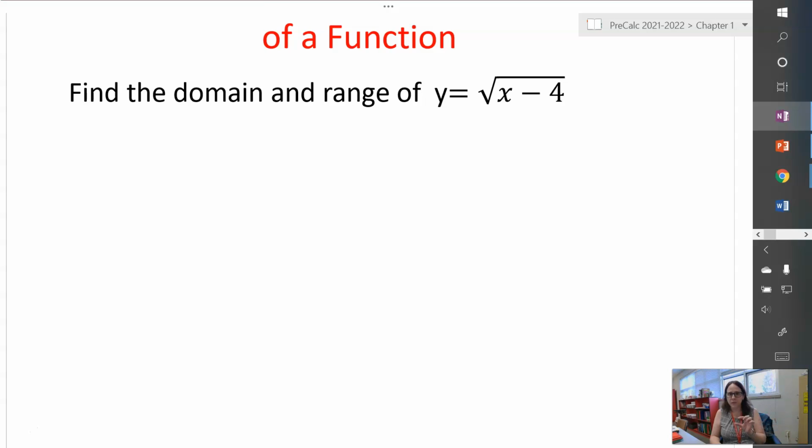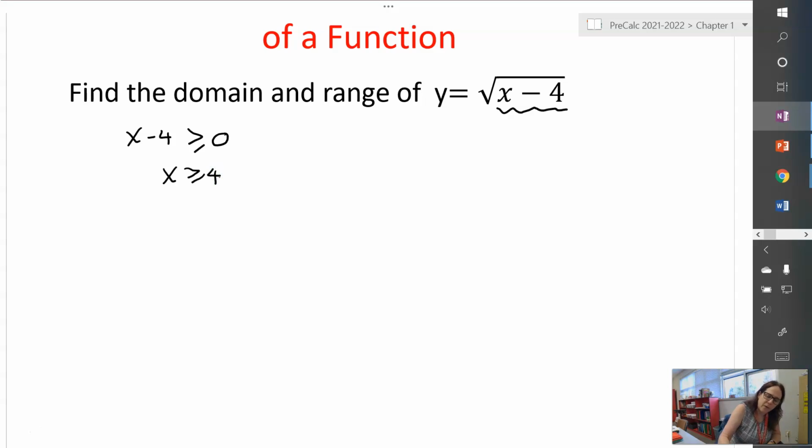That's an even root. So the rule that applies is cannot square root a negative number. So I'm going to take this x minus 4, and I have to say that cannot be negative. So x minus 4 has to be greater than 0. It can also be equal to 0. So now I'm going to solve that inequality. I'm going to add 4 to both sides, and that says x has to be greater than or equal to 4.